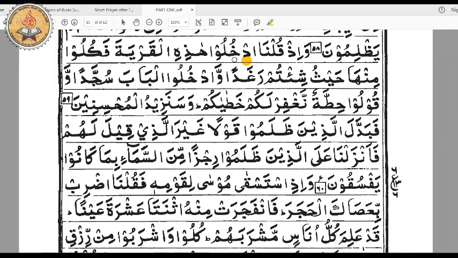خلو. Good, well done. Khulu. Good. Carry on. هذه. Okay, here, this ha has a vertical fatha on top, so we need to elongate that. Okay, so هذه قرية. And then carry on from here. فكلوا. Good, well done.